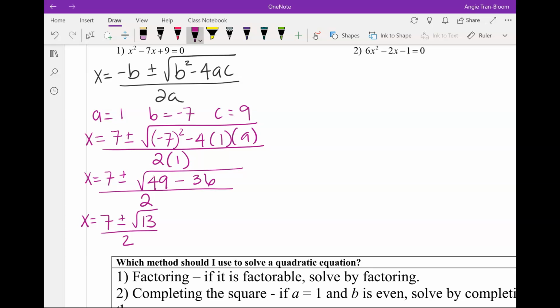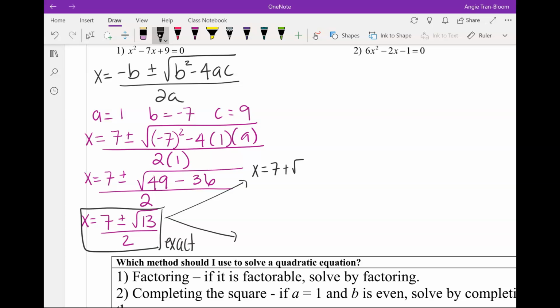Okay, square root of 13. Can I simplify that anymore? No. So guess what kind of answer this is? Exact or decimals? Exact. This is the exact answer. But I want you guys to also practice using your calculator just so you know how to find the square root button. X equals, you have 2 equations. One is 7 plus the square root of 13, and one is 7 minus the square root of 13.